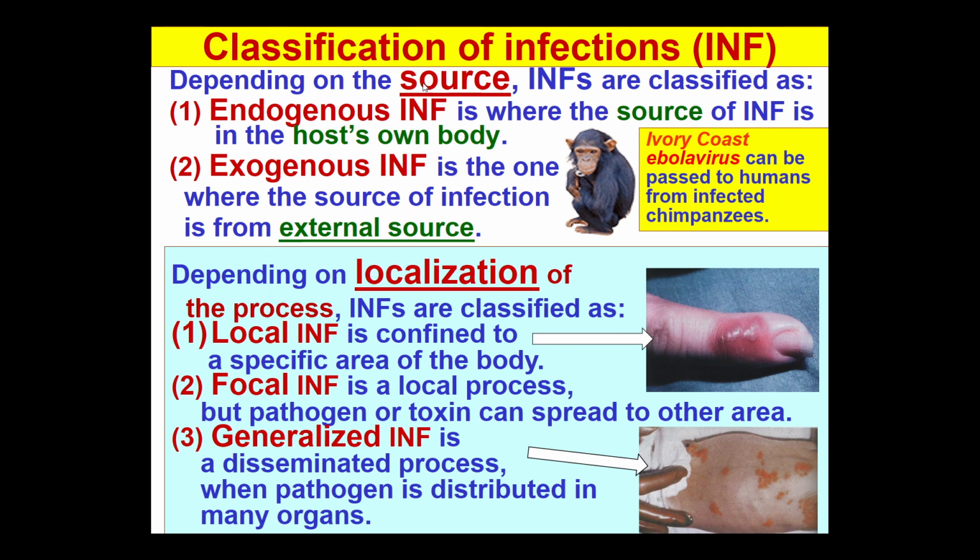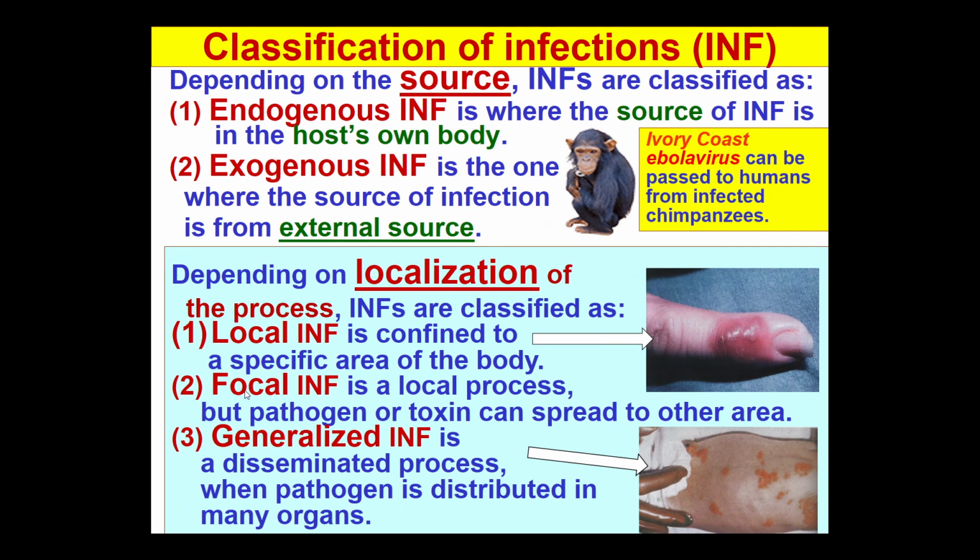The next classification of infections, depending on localization of the process. Depending on localization, infections are subdivided to local, focal, and generalized. Local infection is confined to the specific area of the body. For example, this whitlow that you see in the finger, this is herpetic infection that is happening only within this place of the body. This would be local infection.